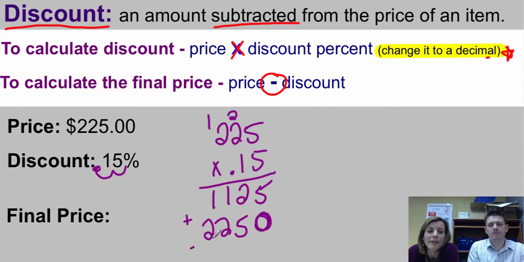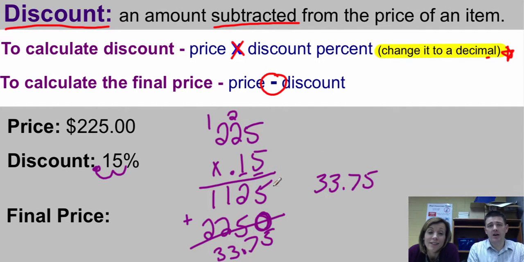Add them up. 5, 7, 3, 3. Count the decimals: 1, 2. $33.75. Now that sounds high, but this is a discount. It was a $225 item in the first place.